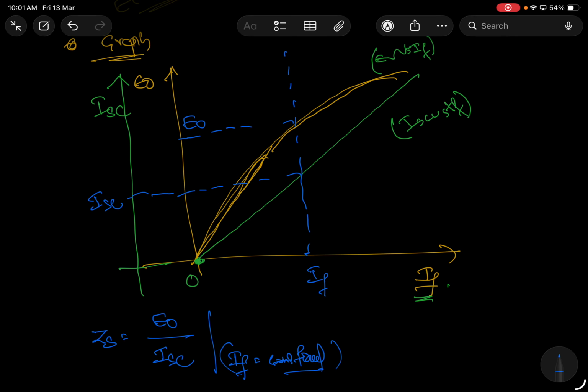How are we obtaining this? From the E naught and IF dotted straight line. Take the E naught value as well as ISC. What is E naught here? Open circuit voltage. What is ISC here? Short circuit current. Corresponding to the field current, let's say for 15 amps of field current, this is the open circuit voltage, and 20 amps is the corresponding short circuit current. If I take different values, then again these values will change.